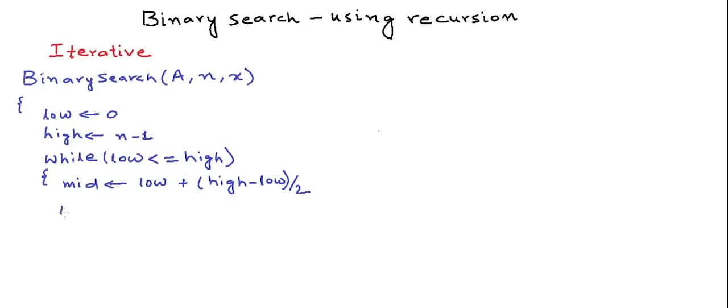Now there are three conditions. If x is equal to the middle element, we have found x in the array, so our search is over. We return the index mid and exit.